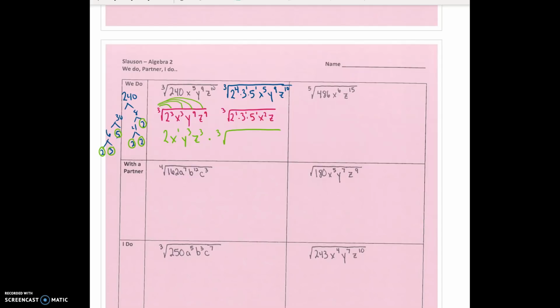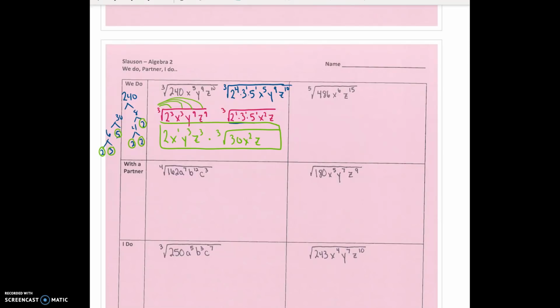I will do a little bit of cleaning up. I'm going to take 2 and 3 and 5 and just multiply that into 30 with the x squared and z. And this doesn't look much better than what we started with, but we have followed the rule that nothing perfect can be under the radical.